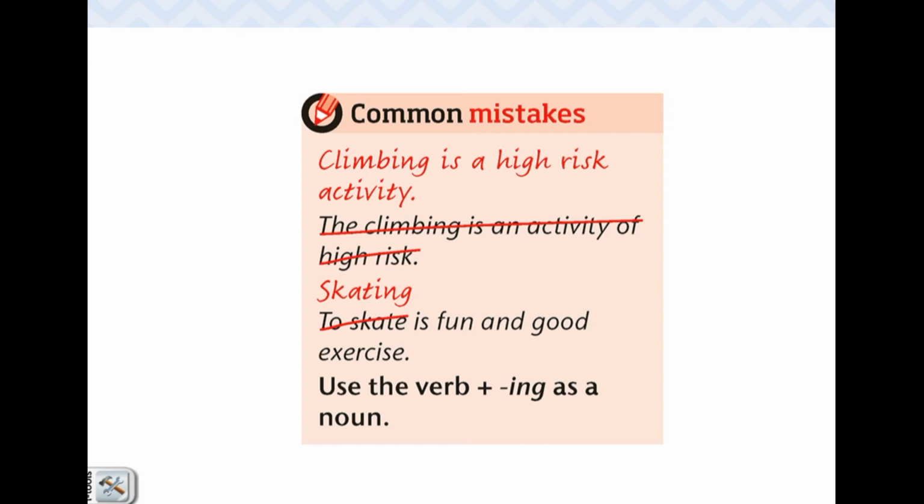Attention to the common mistakes. You say, the climbing is an activity of high risk. Is it correct? Well, it's not common to say that way. So what is the most common way to say? You say, climbing is a high risk activity. All right? So you start the sentences by using the ing of the verbs. But climbing here is not a verb. It is the noun because it is the subject of the sentence. You see? Okay?